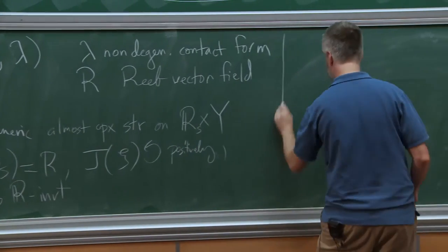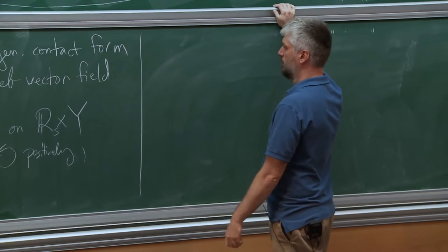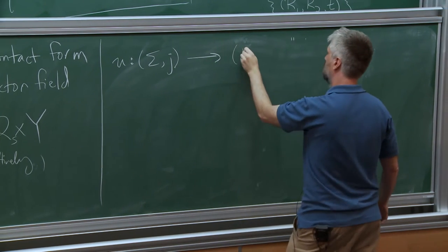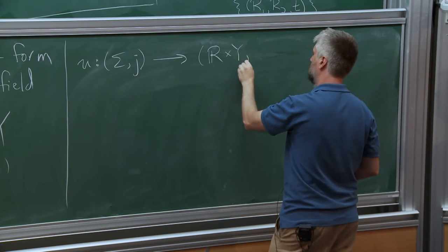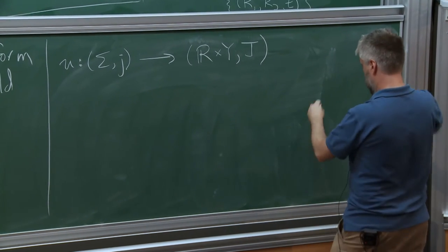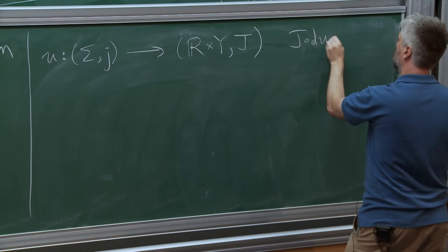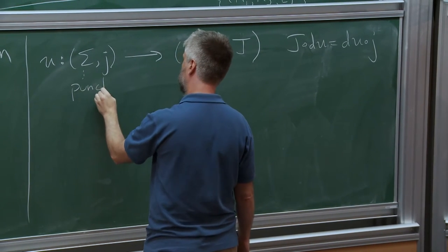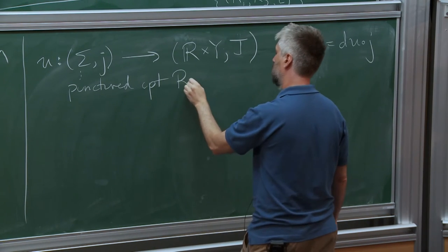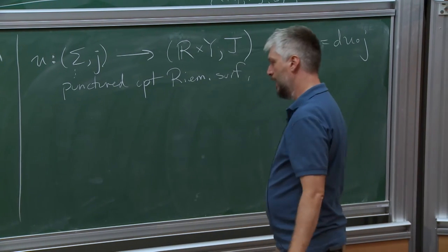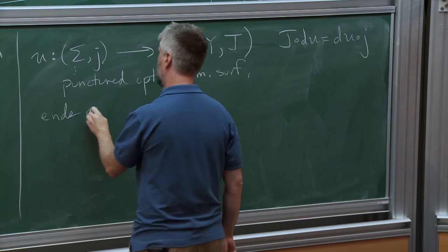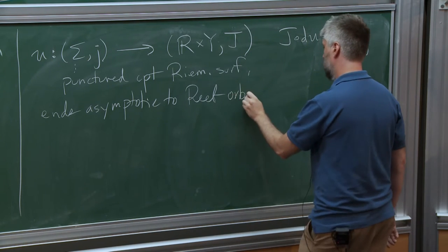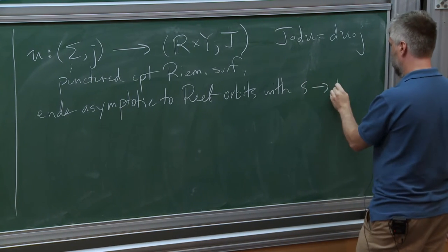Okay, then we're looking at holomorphic curves. Again, a special case of Chris Wendl's talk. And these will, so sigma is a punctured compact Riemann surface, and the ends are asymptotic to Reeb orbits, with s going to plus or minus infinity.